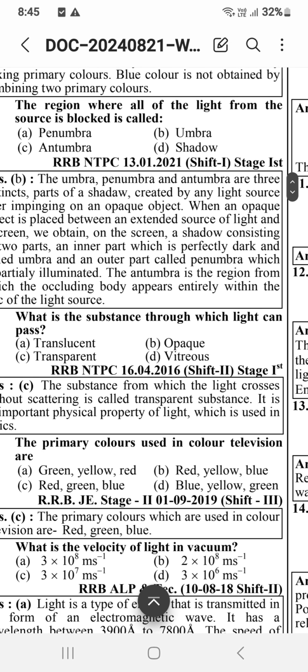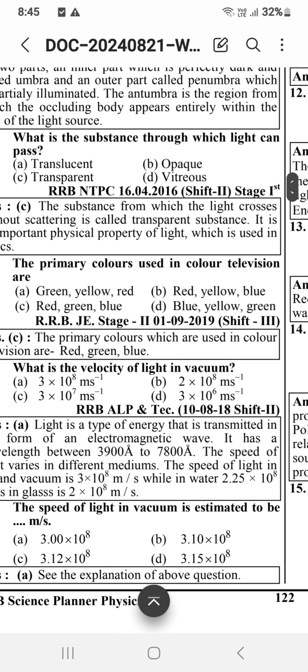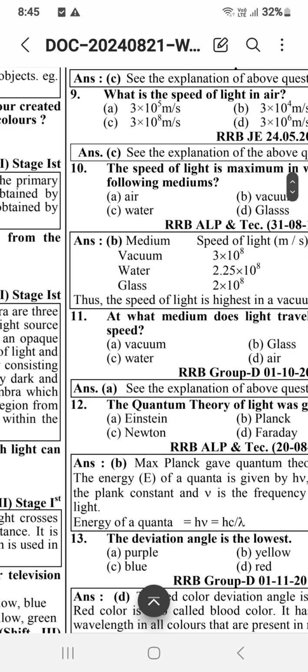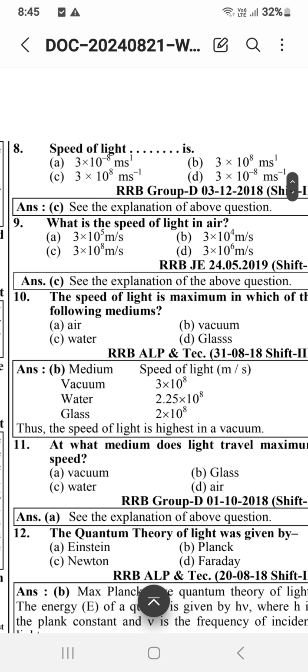What is the velocity of light in a vacuum? 3 into 10 to the power 8 meters per second. The speed of light in vacuum is estimated to be 3 into 10 to the power 8 meters per second. What is the speed of light in air? 3 into 10 to the power 8 meters per second.